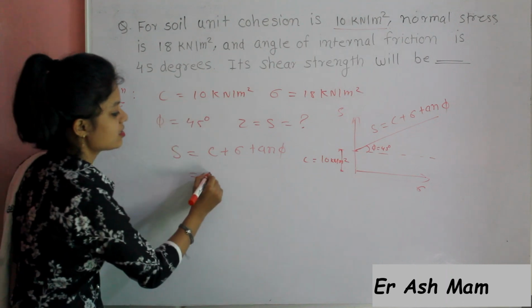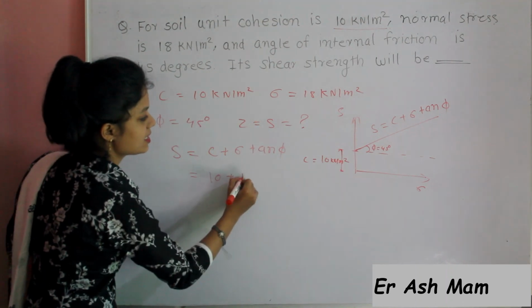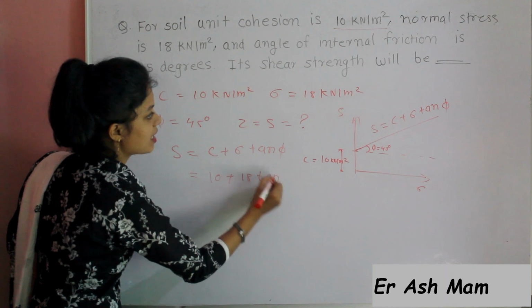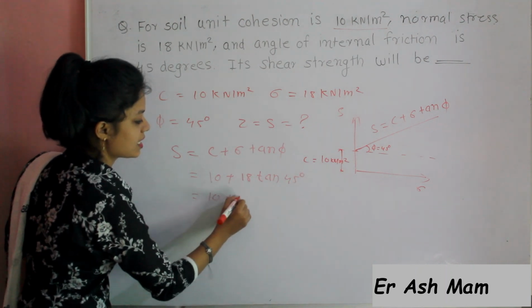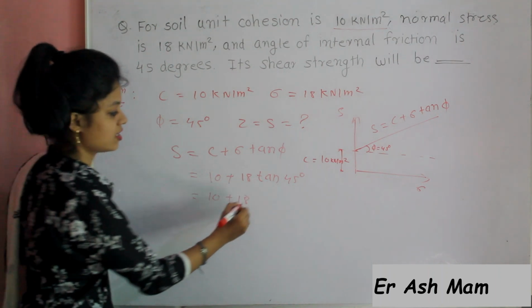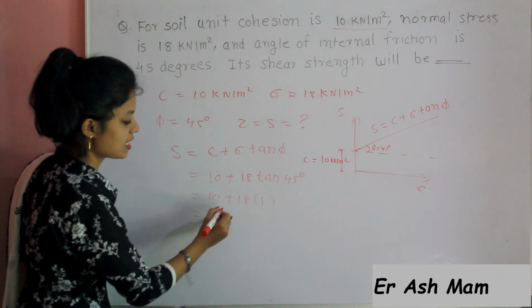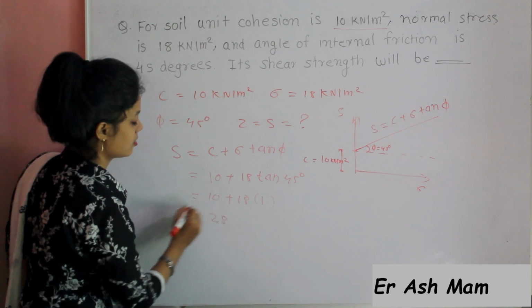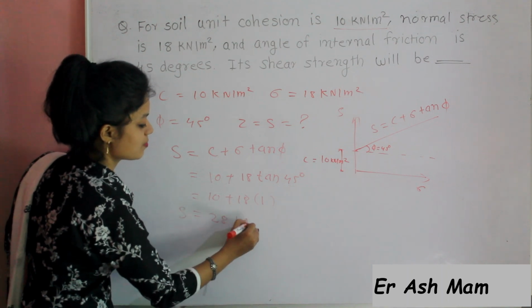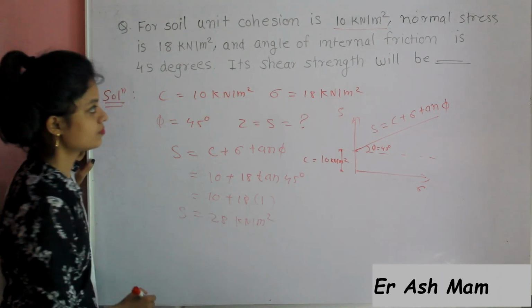S equal to C, which is 10, plus sigma, which is given as 18, tan phi. Phi is 45 degrees. We know that tan 45 is 1. Therefore 10 plus 18 equal to 28. S equal to 28 kN per meter square.